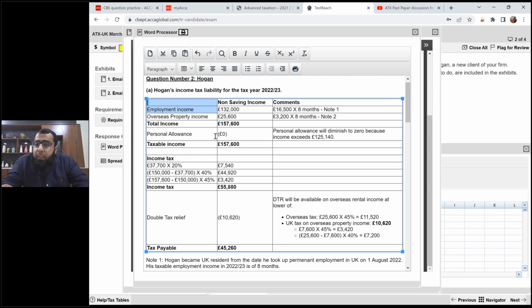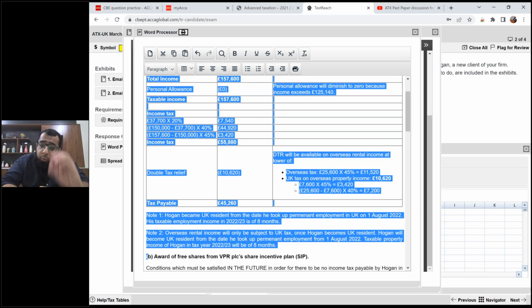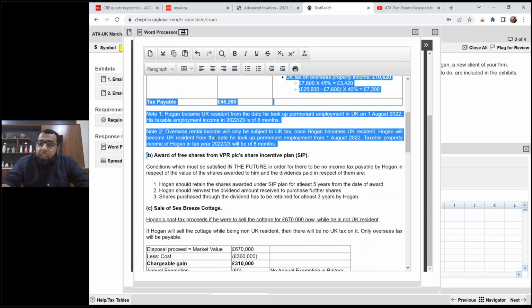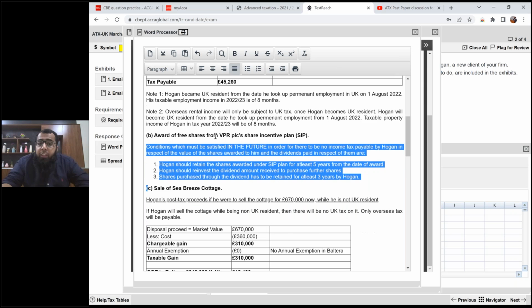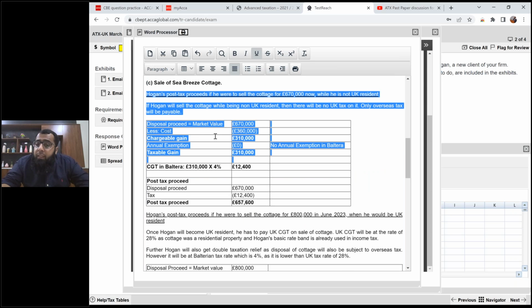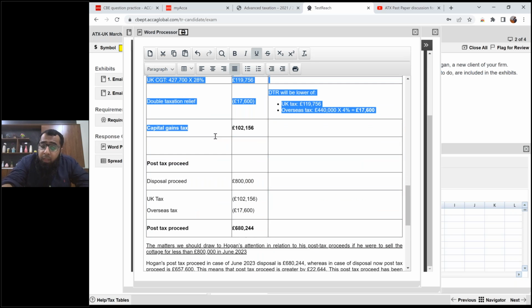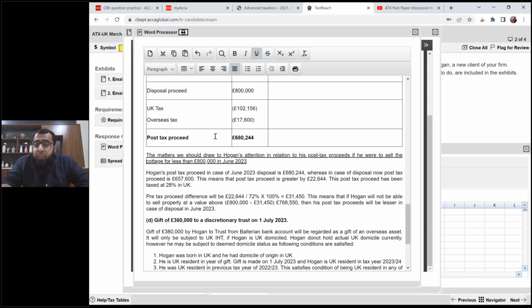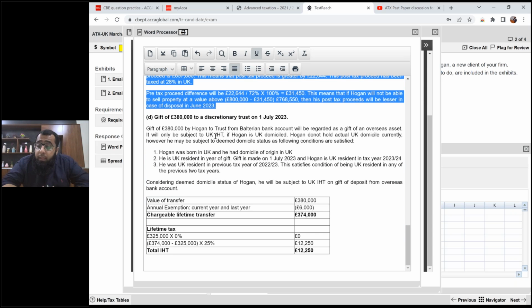This income tax liability was very much straightforward. You all yourselves said that this was an easy one. Then the award of SIP shares, very straightforward. Then the sale of the cottage, if non-UK resident, if UK resident. Only these two marks, which were for less than 800,000, were a bit technical. And then look at these last 7 marks. Such a piece of cake, I would say.